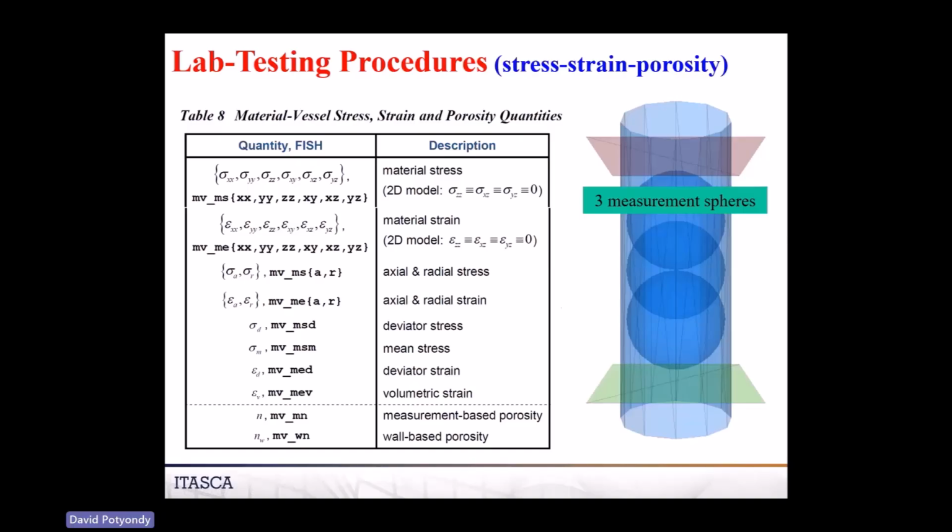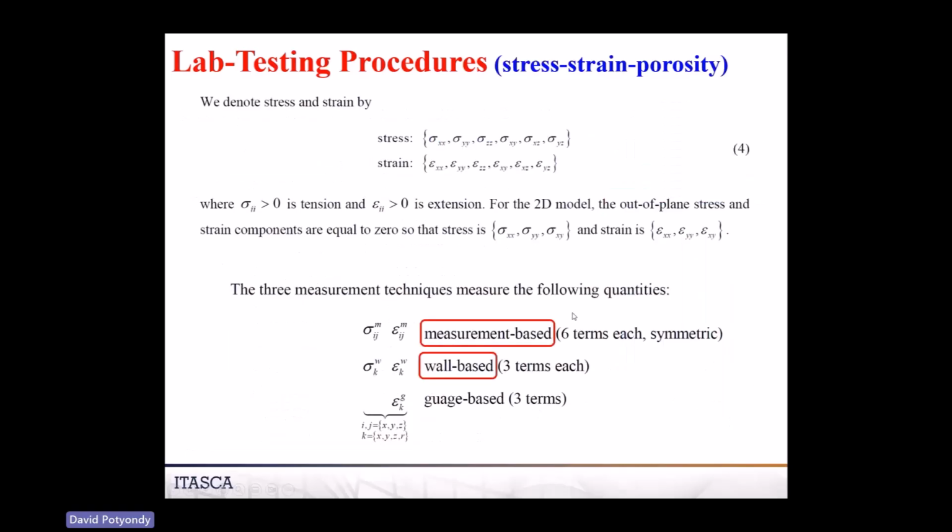How do we measure stress and strain and porosity? This is the naming convention of the things we're measuring. We're basically going to compute them with measurement spheres. We're also going to compute them using walls. And we're getting all these different things: axial stress, radial stress. And in the manual, it's all described exactly how they're defined and how we're getting them.